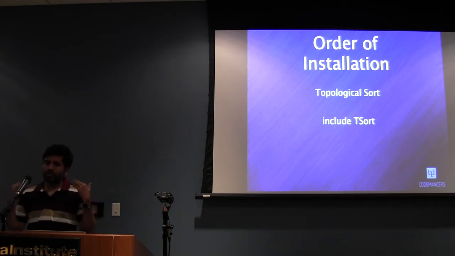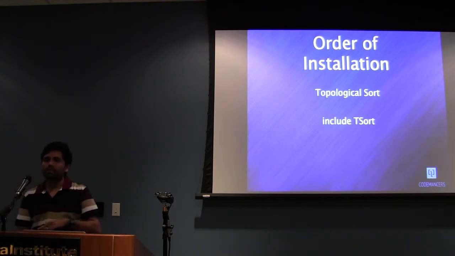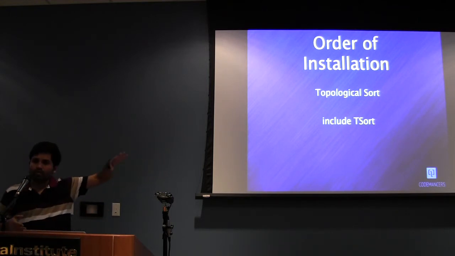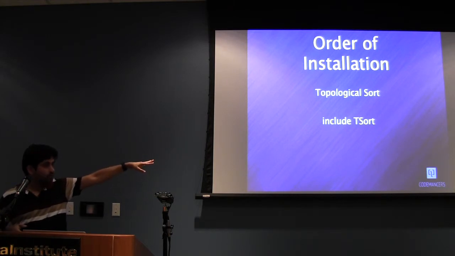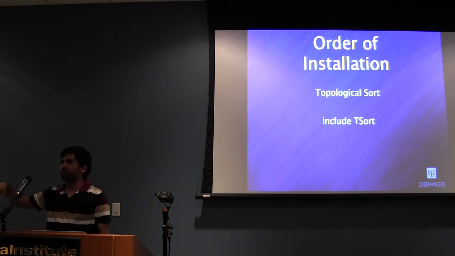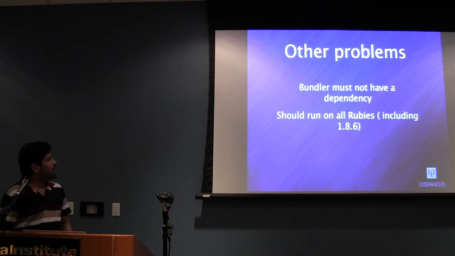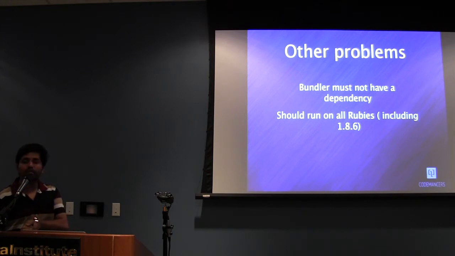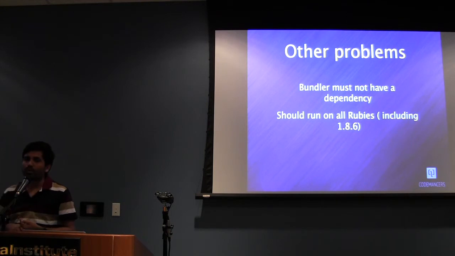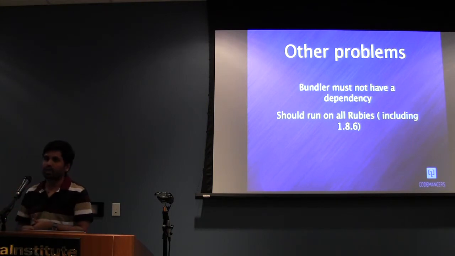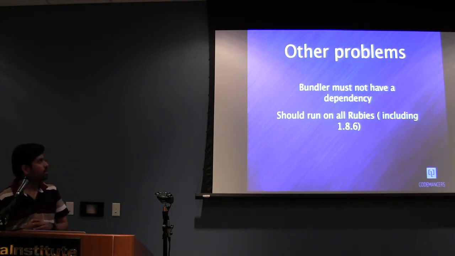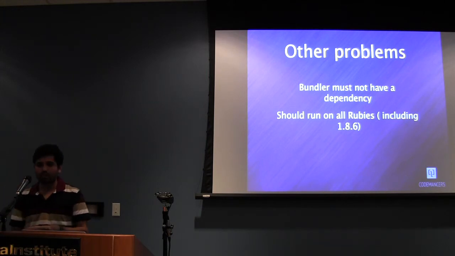After the dependency graph is built, we feed the graph into the TSort library, and it gives you the order in which the gems should be installed. So it's pretty standard stuff there. Some other problems are that Bundler must not have a dependency. Bundler should run on all Rubies, including 1.8.6, and in fact in some cases older than that. Those are some of the restrictions that Bundler works with.